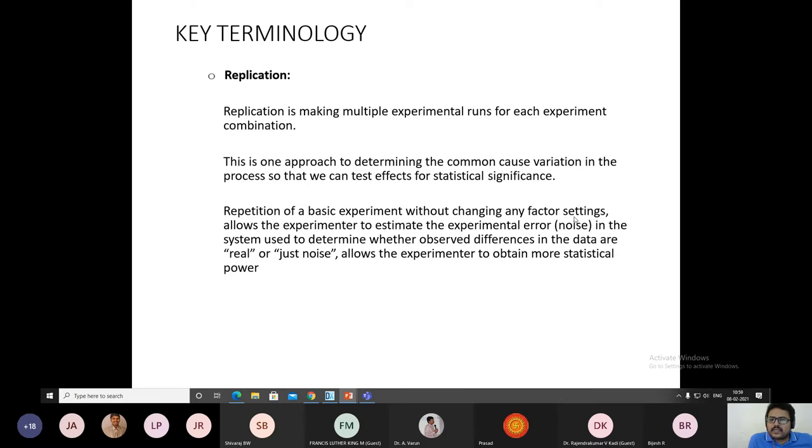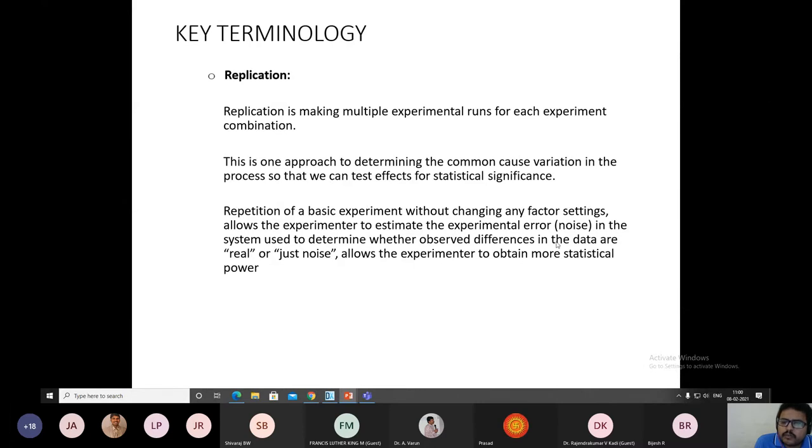And these experiments are done without changing any factor setting. If you find any error, then we consider it as an error due to noise. This may be because of the environmental condition, or because of the capabilities of the machine setup you are choosing, etc. So there will be various factors. That's why, in order to have better repeatability, we perform this replication of the experiments, so that the experimenter will identify the noise and the error, right?